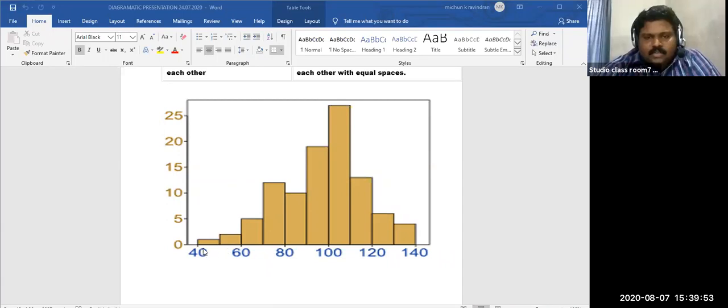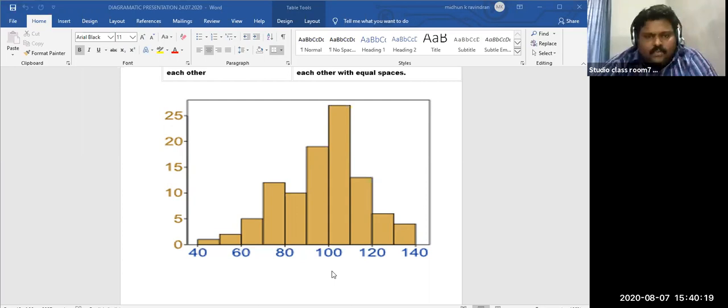Okay, 50 is here. So 40, 50, 60, 70, 80, 90, 100, 110, 120, 130, 140. So 10 is the interval. 40 is included, 50 also included, 60 included, 70 included, 80 included. Almost all the data or digits are included in this method. Okay, so this is an example for a histogram.